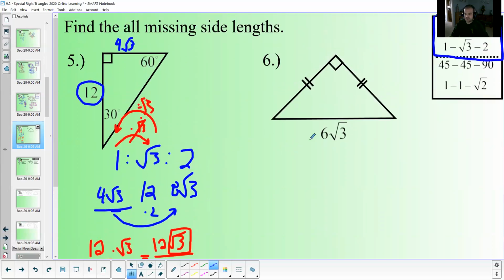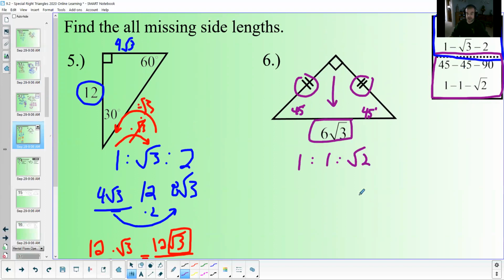And then number 6, we'll speed up a little bit because it uses the same idea here. It's a 45, 45, 90 triangle, same as earlier. If I give you the 2 tick marks, that tells me it's isosceles. So I know it's 45 and 45. And so that means I know that it's a ratio of 1 to root 2. And in this case, I gave you the hypotenuse, which is across from the right angle. So this is 6 root 3. Normally in a 45, 45, 90 triangle, you take the 2 smaller sides and you multiply by root 2 to get the hypotenuse. We're working the other direction.